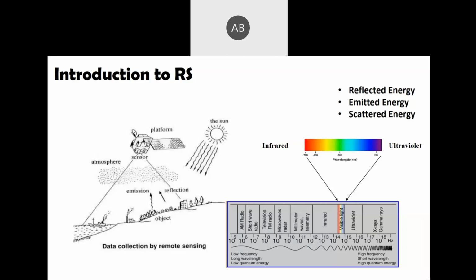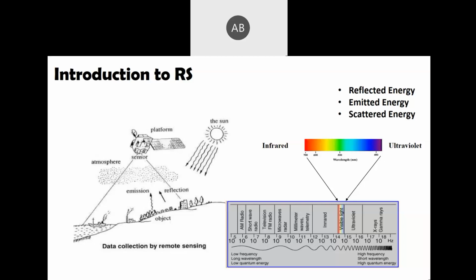And the third one is the scattered energy, the portion of energy which has never fallen on the surface of the earth, which has been scattered away in the atmosphere itself. So all these three types of energies can be captured by the sensor, and in the process we can tell about the properties from where these are either reflected, emitted or scattered.